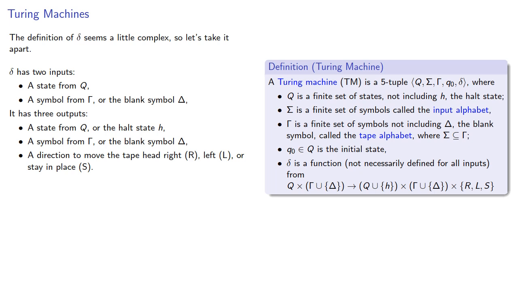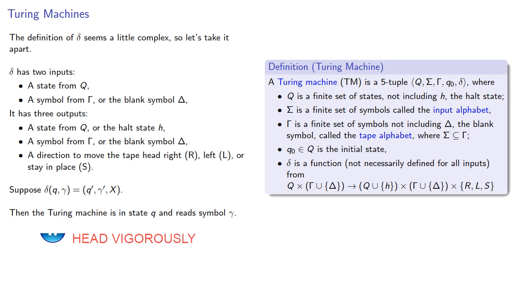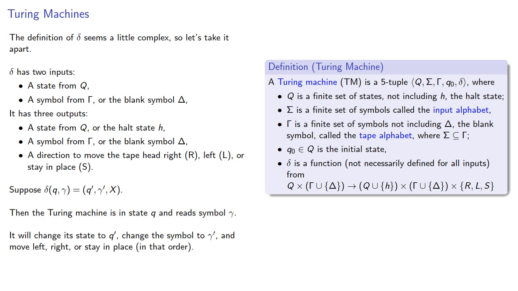So, suppose delta of Q gamma is Q prime, gamma prime, X. And so the Turing machine is in state Q and reads symbol gamma. It will change its state to Q prime, change the symbol to gamma prime, and move left, right, or stay in place. And to make things easy, we'll assume that it does it in that order.